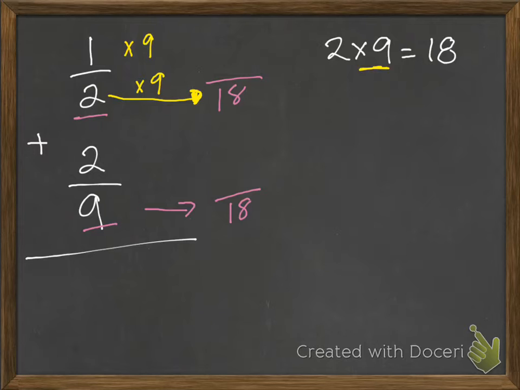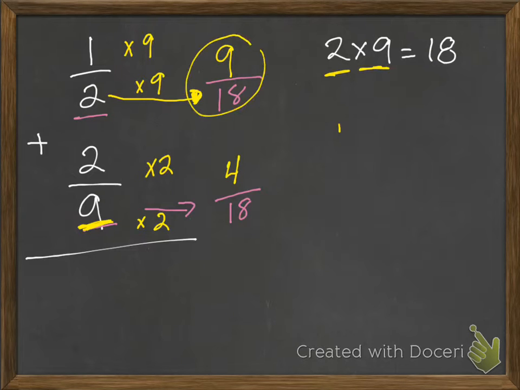So 1 times 9 is what? 9. Okay, down here, you have to say 9 times what gave me 18? 9 times 2 gave me 18. Whatever I do to the bottom, I have to do to the top. 2 times 2 is 4. So now I have 2 whole different fractions, but I have a common denominator. So now I'm going to go ahead and write this out like this. I'm going to say 9/18 plus 4/18.